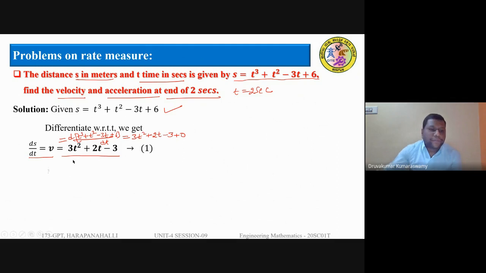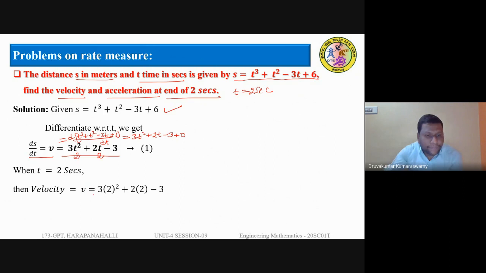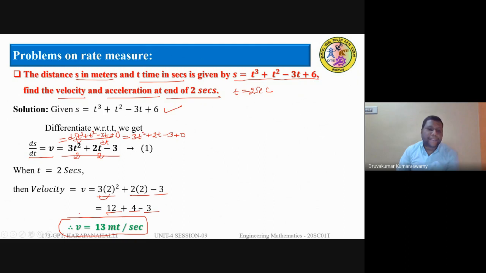Now we have to find velocity after 2 seconds. So we have to put t is equal to 2 here. Here also t equal to 2. Then if you simplify, we get velocity v is equal to 3 into 2 square plus 2 into 2 minus 3. If you simplify this, 2 square is 4, 4 into 3 is 12, plus 2 into 2 is 4, minus 3. So 12 plus 4 minus 3, that is 16 minus 3, that is 13 meter per second. So velocity is equal to 13 meter per second.